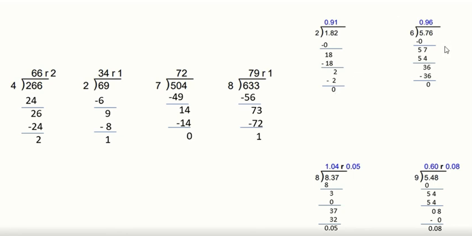Alright, so I'm going to skip this problem because it's much like this problem, and I'm going to go ahead to this problem. So in this problem, it is a little different. I'm going to do both of these problems because this one has a remainder and this one does not have a 0 in front of the decimal. And so in this case, how many multiples of 8 can you get out of 8? You know you can get 1.